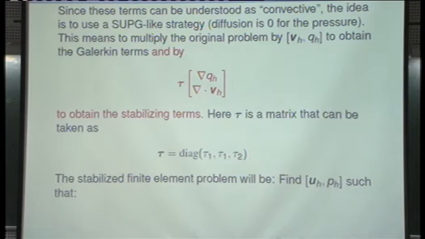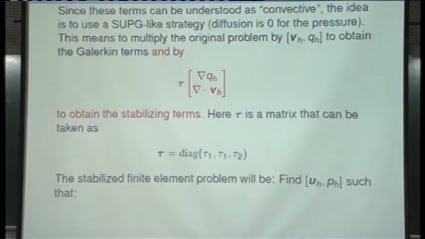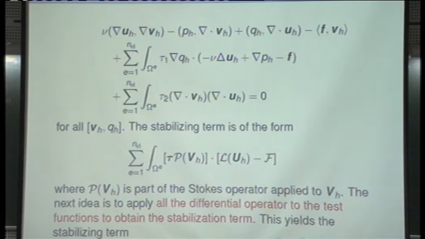Okay? And now let's try to apply the SUPG method to the Stokes problem. It's sort of surprising because it's not a convection diffusion equation, it's an elliptic problem, but we consider the first order terms as advective terms, so to speak, and then we apply the SUPG method. So the problem now is the following. We have to find a finite element velocity and a finite element pressure such that these equations hold.